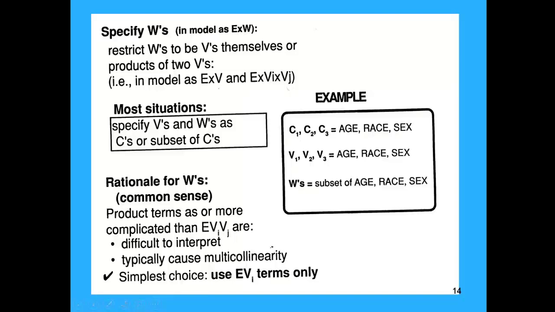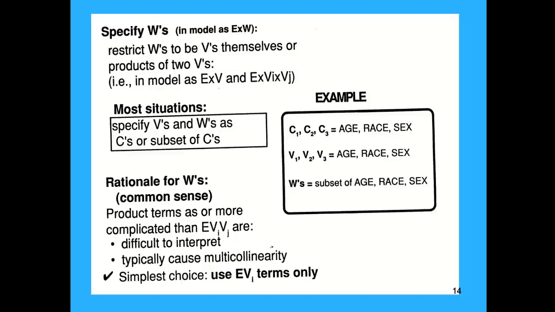Okay? Now, I'm using V's and not C's because, remember, you're starting with C's, but the variables you're really putting in the model are V's, which are allowing for C's, but even more complicated ones. So in most situations, you would specify the V's and the W's as either the C's or subsets of the C's. So if the C's are age, race, and sex, the V's and the W's might just be age, race, and sex. Simple. Then if you do that, you're allowing yourself for possible confounding and interaction with all of these variables. That's what you're allowing.